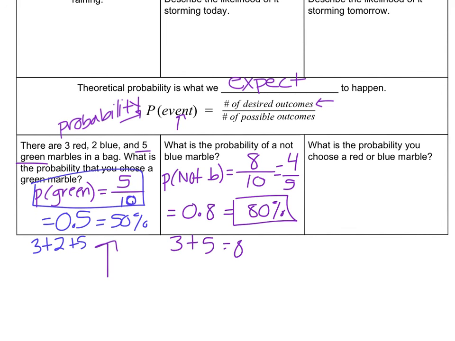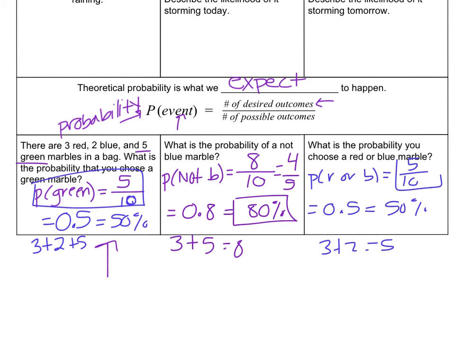And last but not least, the probability of red or blue out of 10. I'm going to add the number of red with the number of blue. So 3 plus 2, which is 5, which is 0.5, which is 50%. Okay, either one of those work.